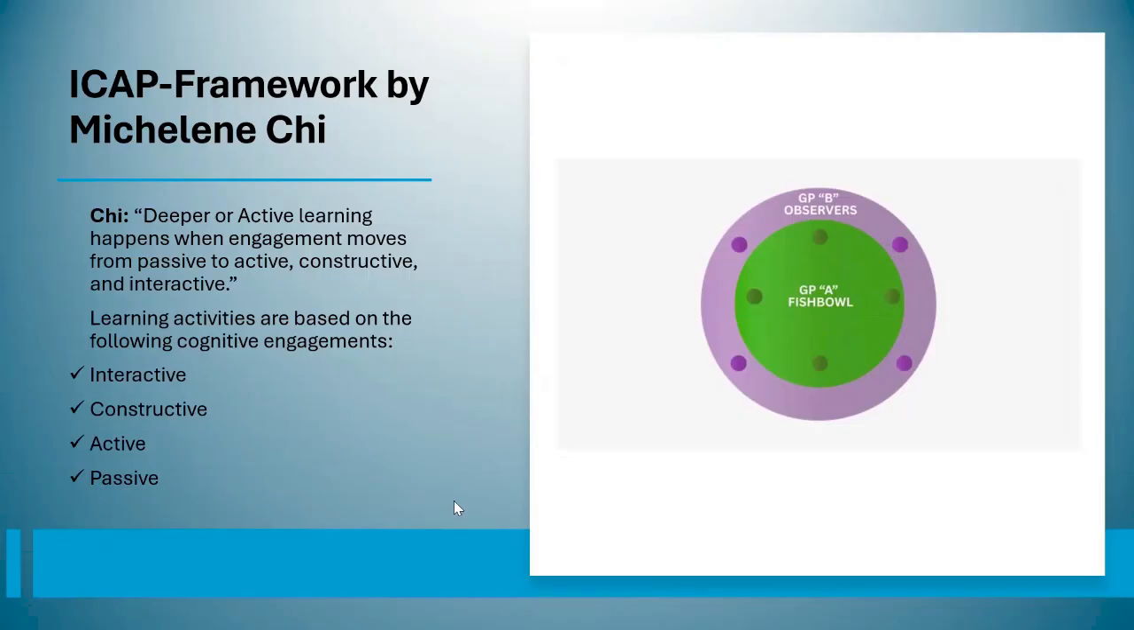Look here. Sometimes we also follow the fishbowl method. Group A sits here and the observers are in the second circle. They discuss and come to a consensus.